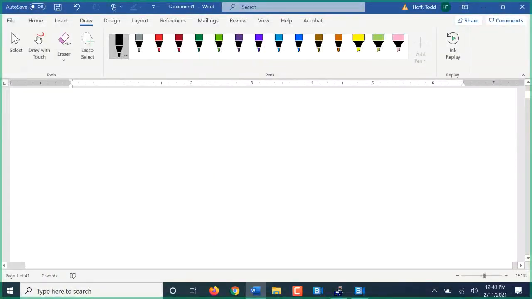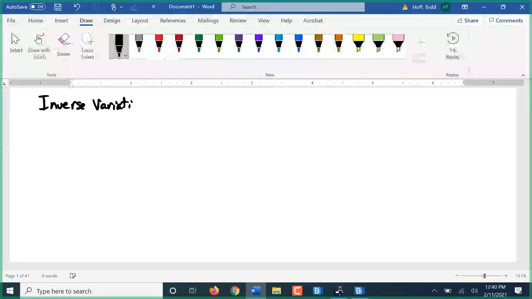The second type of variation is called inverse variation. In an inverse variation, we're going to take two values again, x and y. If x gets larger, the other value has to get smaller in a related amount. Or the opposite is true. If x gets smaller, the other value gets larger in that related amount. So they do the opposite.